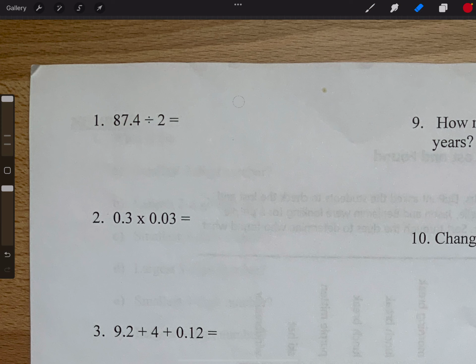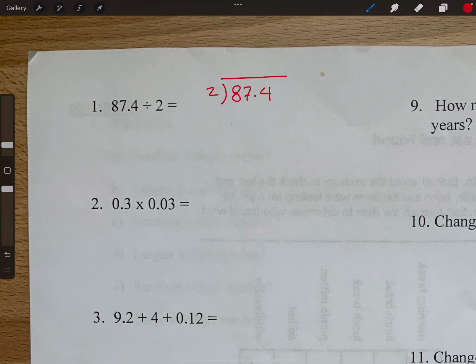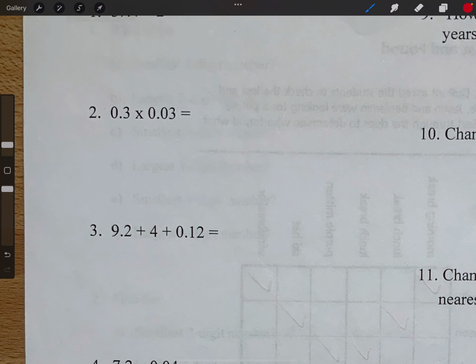The first one is just 87.4 divided by 2. Do long division like this. The second one is 0.3 times 0.03. What you can do here is think, how do I turn this into a whole number? Move the decimal place to the right 1 time. And how do I turn the second one into a whole number? You move it 2 times. So altogether, I move the decimal place to the right 3 times.